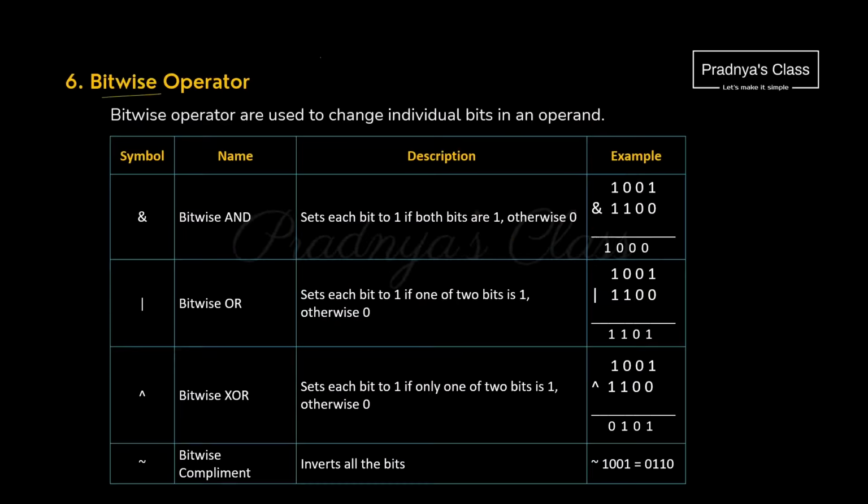Here is the next category, bitwise operators. They work on bits. Bitwise AND is just like logical AND. Bitwise OR is just like logical OR. And bitwise complement is just like logical NOT. But there are other operators too. They work on the bits. We rarely use these, so we can skip it.